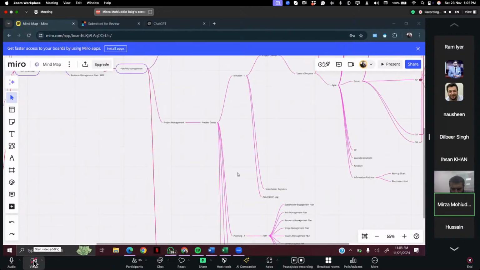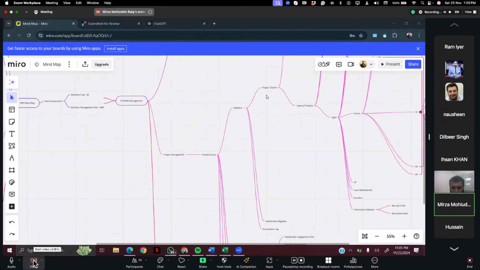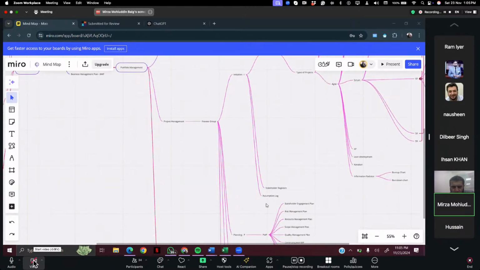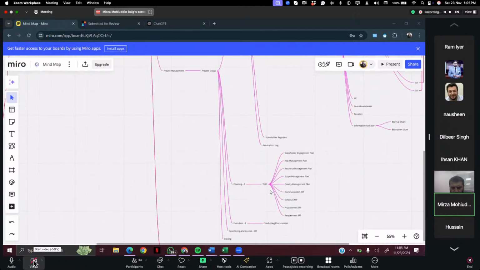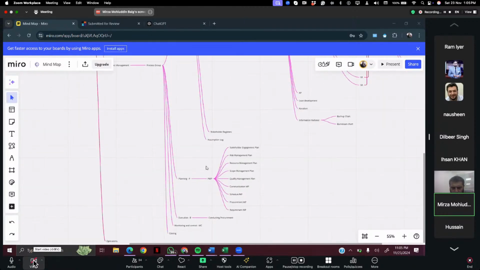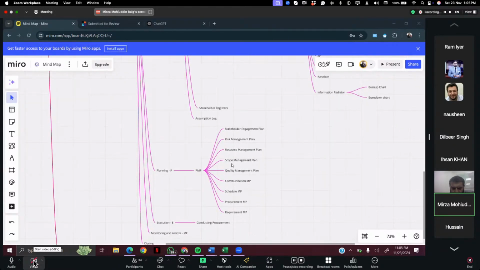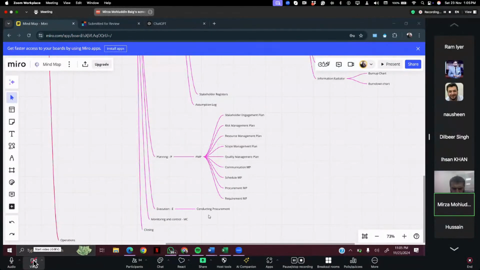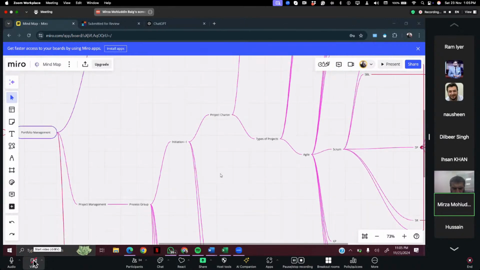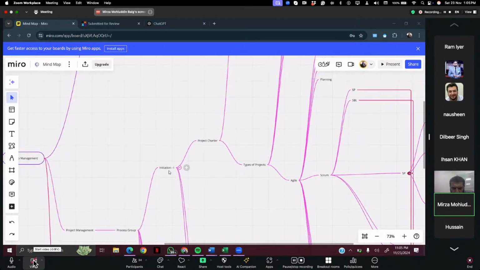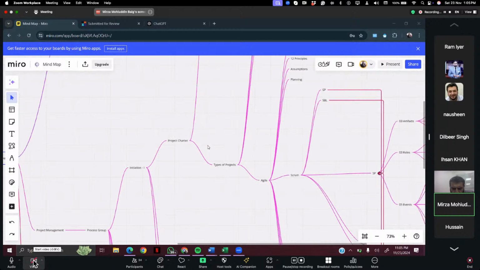So for initiation, we have the project charter, stakeholder register, and assumption log. And in planning, we have these things: stakeholder engagement plan, risk management plan, resource management plan, scope management plan, quality, communication, schedule, procurement, and requirements management plan. In execution, we have conducting procurement, and then there is monitoring. This is already done. So moving forward to my team member who will explain further about initiation and the project charter.